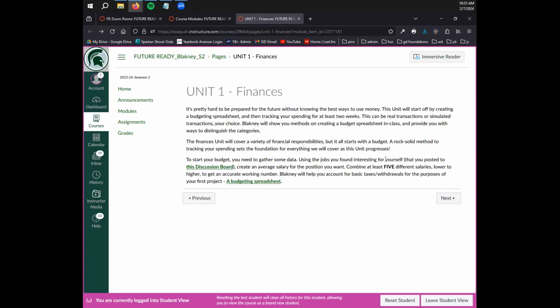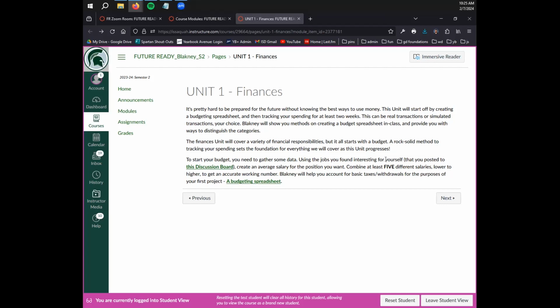Okay, so unit 1 is talking about finances. Like I said, it's pretty hard to be prepared for the future without knowing the best ways to use your money, the best ways to keep as much money as you can while still having a good amount of fun with the money that you earn. I don't believe in budgeting in such a way that it's all saving and you never do anything cool because you're worried about keeping the money. My budgets and the thing that I'm going to show you are intentionally designed to allow you to enjoy your money while also building up a savings so that you can comfortably do some cool stuff.